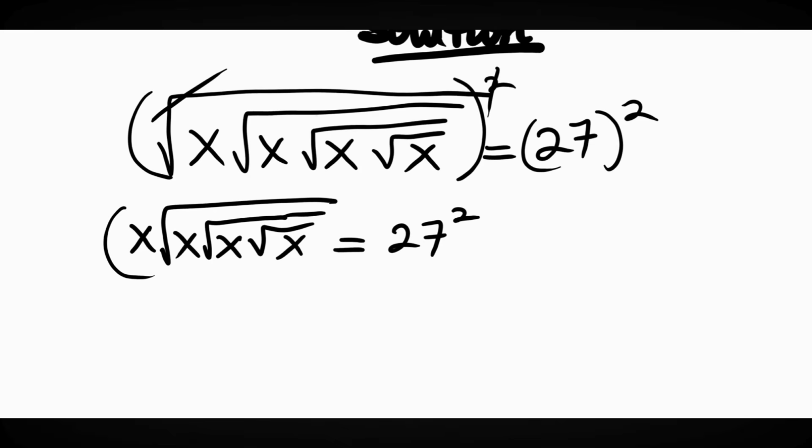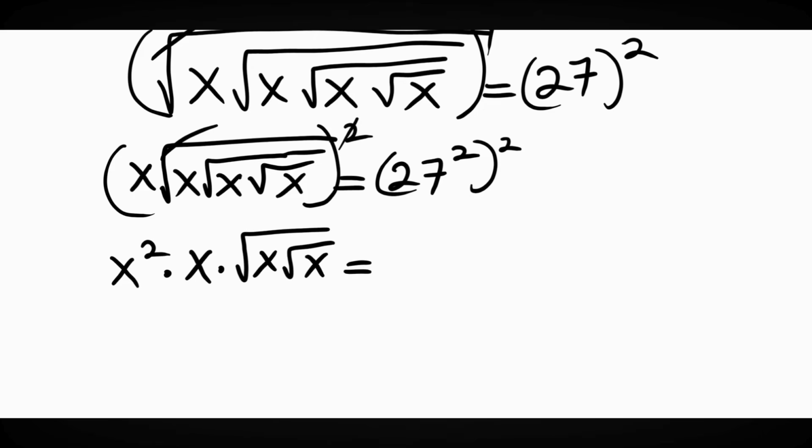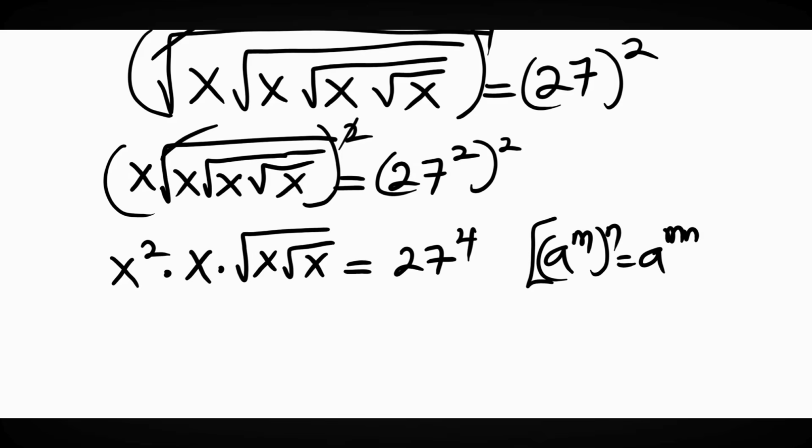Now we square both sides again. And now we have x squared. This 2 cancels that one out, becomes x times root of x equals 27 raised to power 4. And that's from the fact that we know that a raised to power m, all raised to power n, is equal to a raised to power mn.